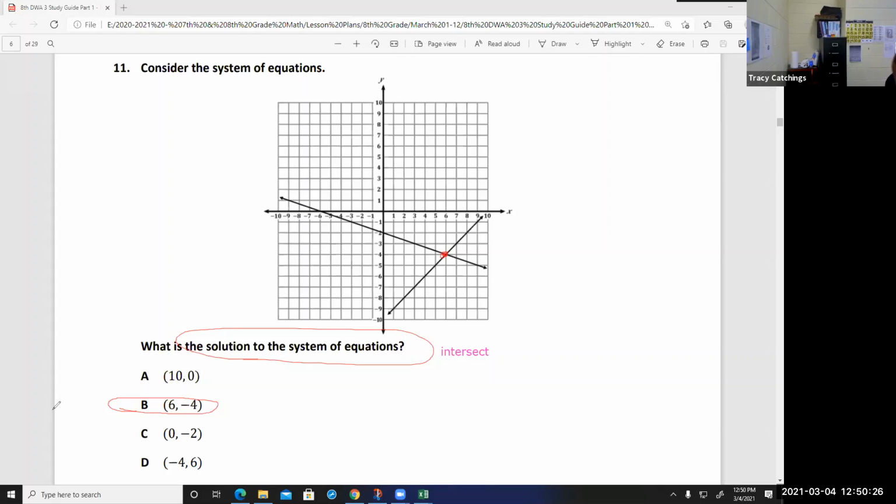So anytime solution, and they gave us that graph, we just need to know where does it intersect. We got it?